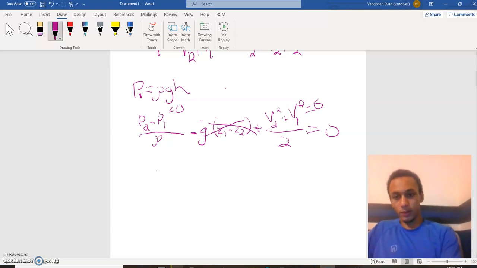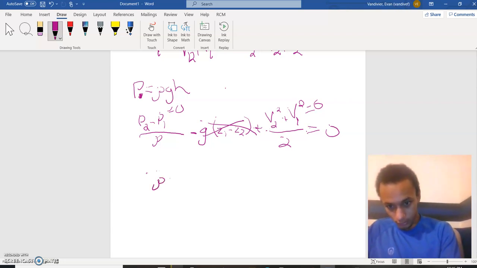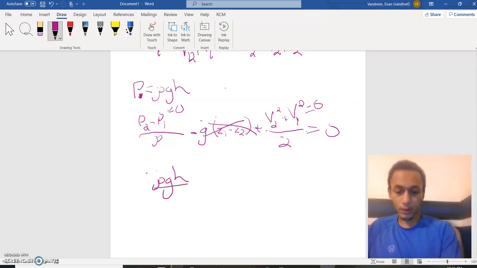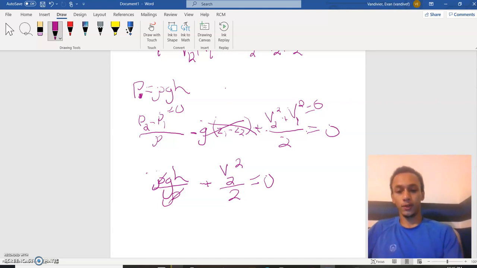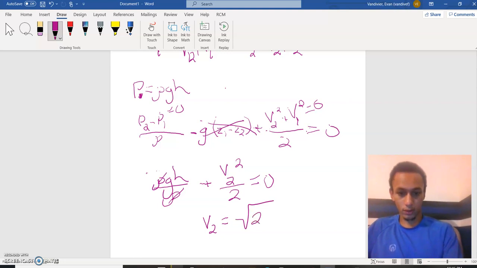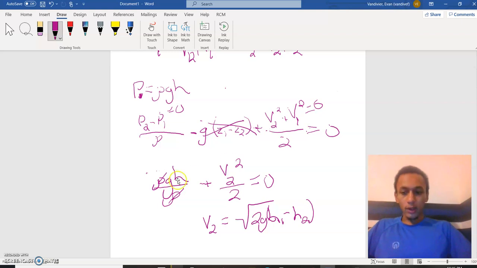So as we do this, we get P. So as we had here, P is equal to rho g h. Rho cancels. Plus V2 squared over 2 is equal to 0. Now to find the velocity, you can just move it to the other side. So you'll get V2 is equal to radical 2g, change in height, so it'll be H1 minus H2 in this instance.